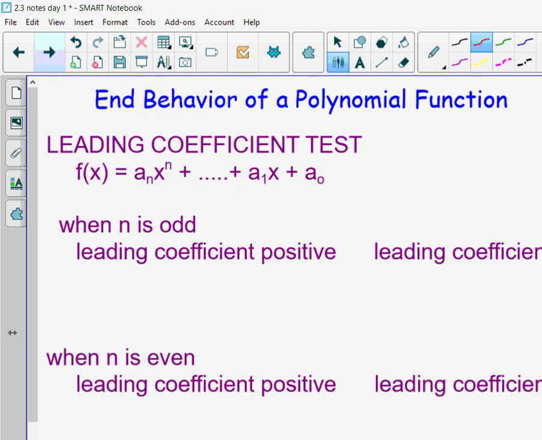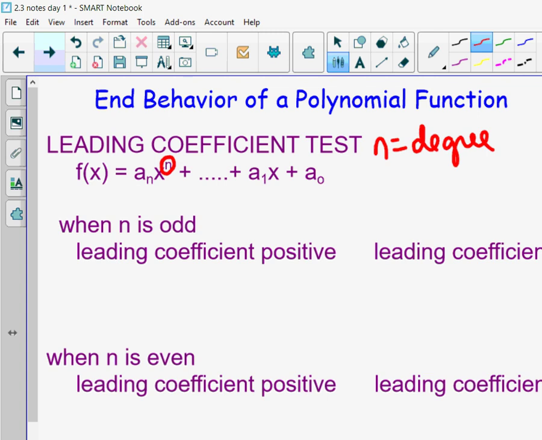I think maybe this should have been covered up on your paper, but that's okay. Leading coefficient test. To determine which way the arrows go on your graph, you can use the leading coefficient, which is the degree. N is the degree, right? And then the leading coefficient is the number in front of that highest degree.